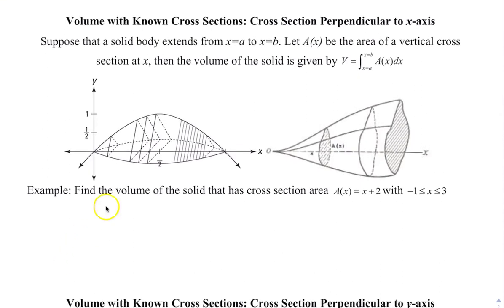So volume with known cross sections. Suppose you have a solid body that extends from a to b. Let A of x be the area of the vertical cross section at x. Then the volume of the solid is given by the integral from a to b of the area A of x. So that's what I want you to know.